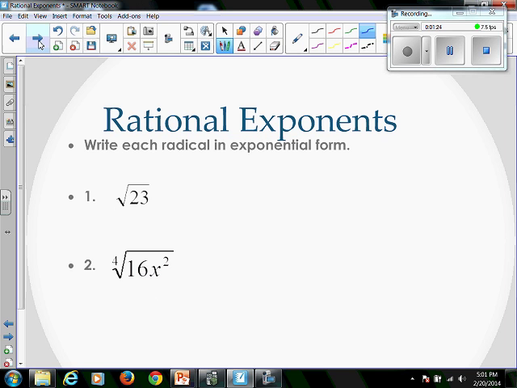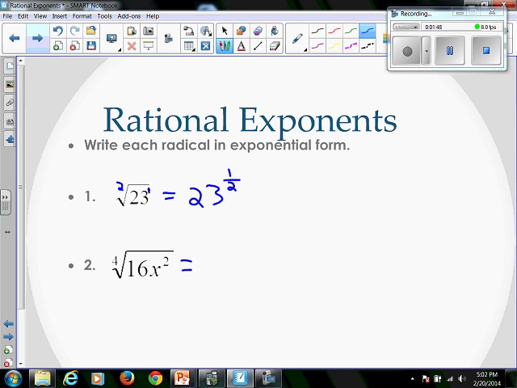Now we're going to go from radical form to exponential. First thing we need to do is go to the radicand, and it becomes the base. My exponent, which I don't see here, is 1, and it becomes the numerator. And I don't see an index, so it's understood to be 2. So we have 23 to the 1/2 power.